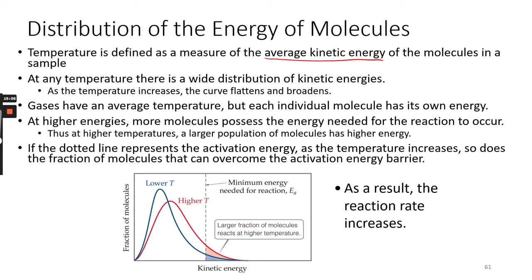Okay? At any temperature, there is a wide distribution of kinetic energies. As the temperature increases, the curve flattens and broadens. So it flattens, comes down, and broadens. Gases have an average temperature, but an individual molecule has its own energy. So overall, the gas will have an average kinetic energy. But if we're just looking at individual particles, some of them are higher energy than others. At higher temperatures, you have more molecules that possess the energy needed for the reaction to occur.